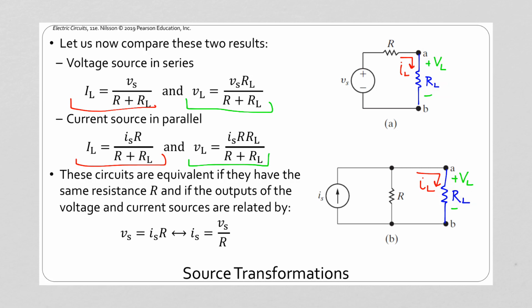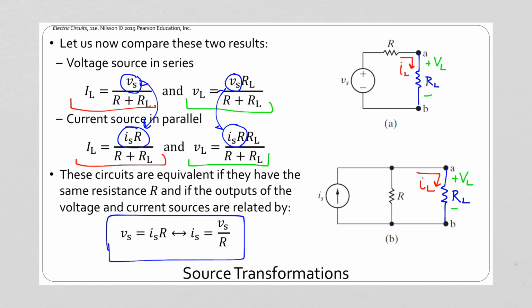We can see that these expressions, both of them, are going to be exactly the same if and only if Vs is equal to Is times R, or again here Vs is Is times R. If this relationship is met, then we have the exact same current and the exact same voltage being applied to some arbitrary load, regardless of whether we have a voltage source in series with a resistor or a current source in parallel with a resistor. Thus, these two sources are equivalent to one another, assuming we use this transformation.